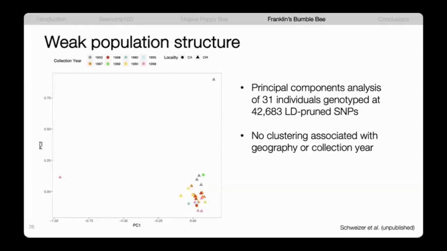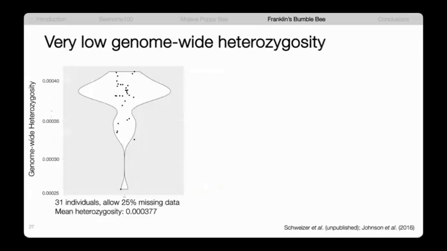Interestingly, we see no clustering associated with geography or collection year, and this lack of clustering suggests weak population structure and low gene flow. And of course, we're continuing to examine the exact partitioning of samples in this PC1 and PC2 space. We also found very low genome-wide heterozygosity.